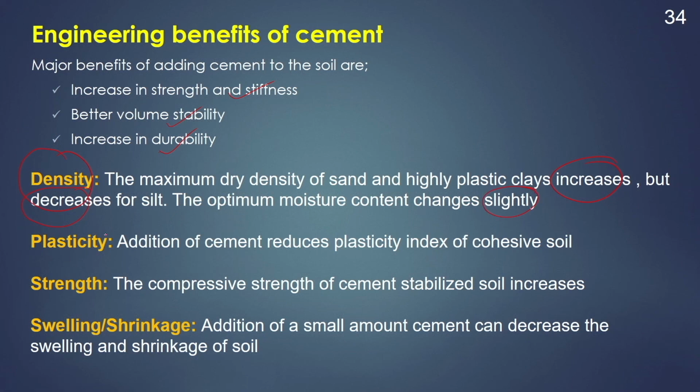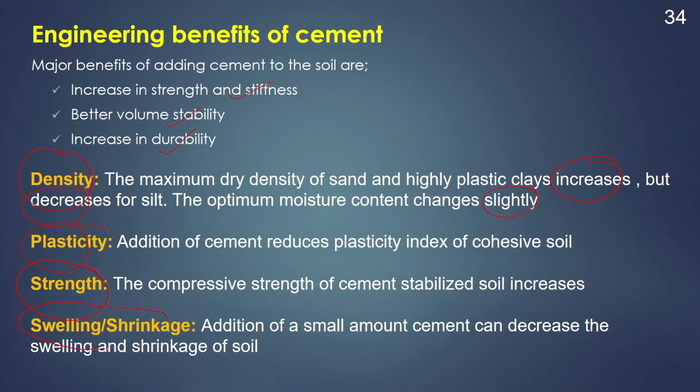If we look into the plasticity behavior, then addition of the cement will reduce the plasticity index of the soil, and therefore it will reduce the plasticity nature of the soil. Strength gain is the most important factor, and we could see here with increase in the cement content, the compressive strength of the soil will increase.